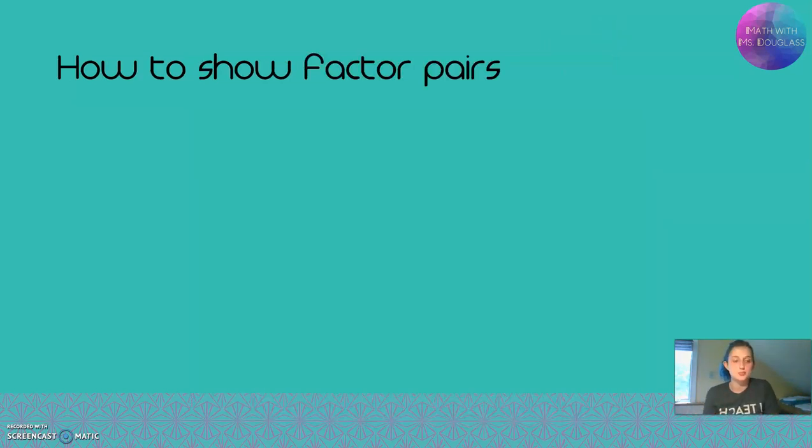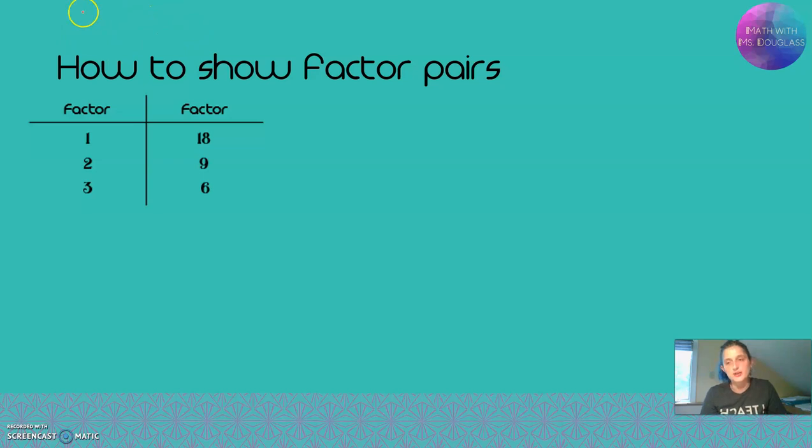How do we show our factor pairs? There are lots of different strategies. You can use a t-chart. So here we have our factors listed, and we're looking for factors of 18 here. That's our example number. 1 times 18 equals 18, 2 times 9 equals 18, 3 times 6 equals 18. You can list them like that.